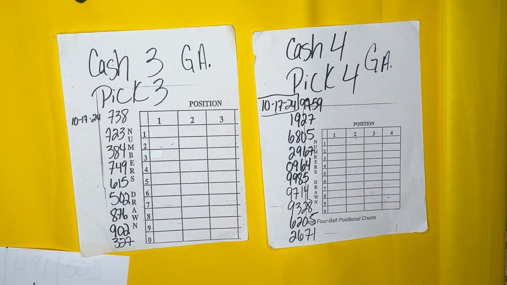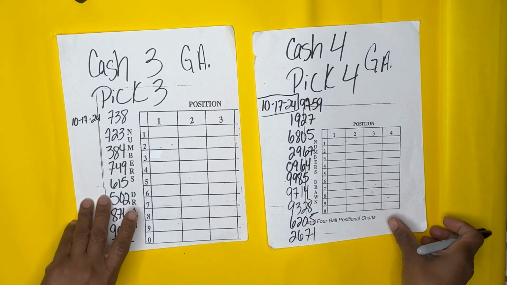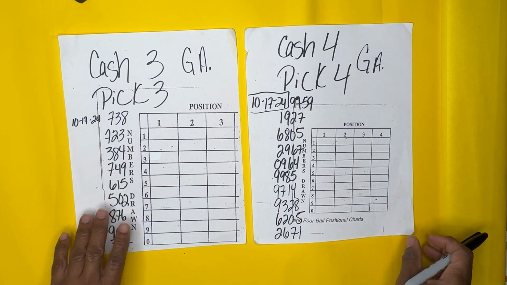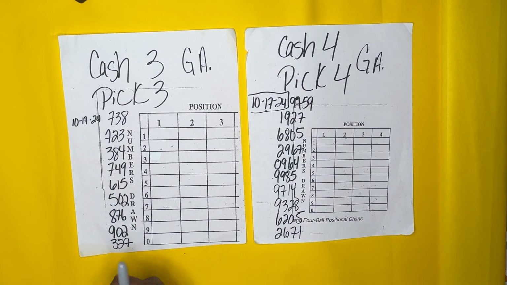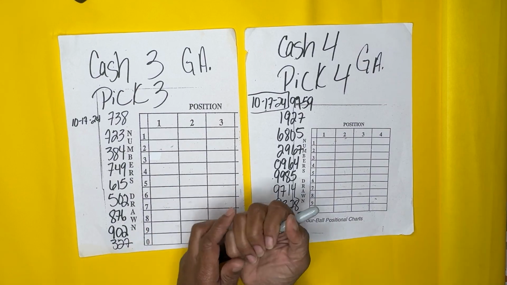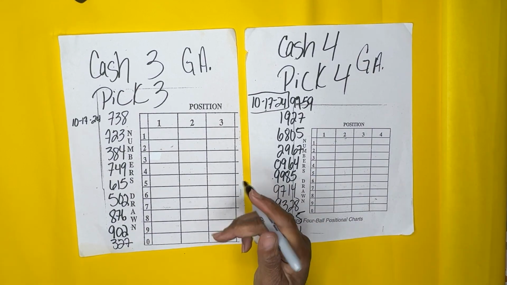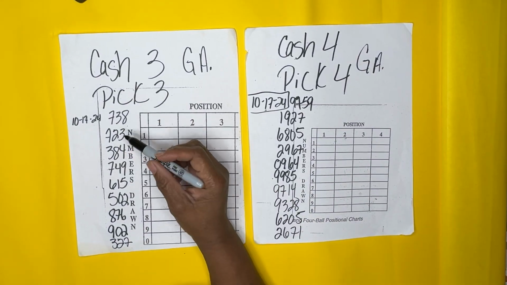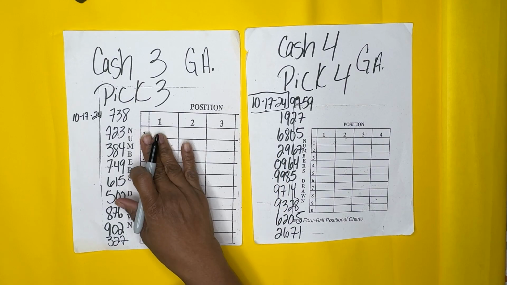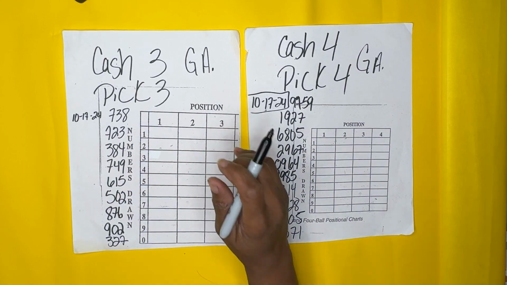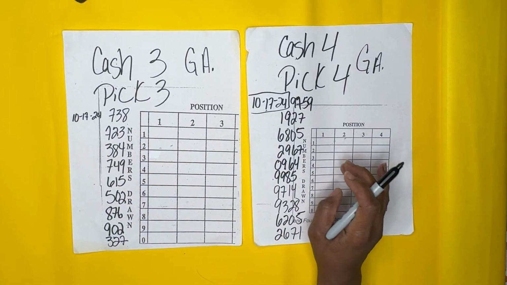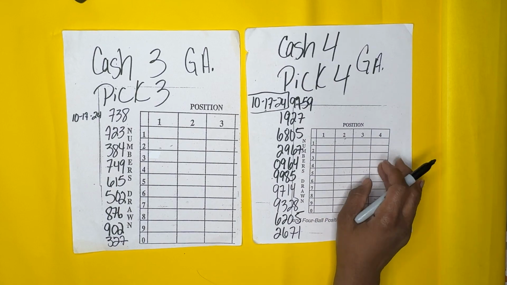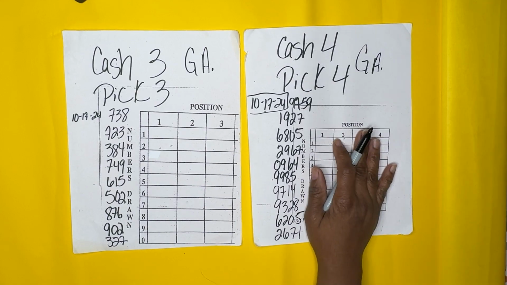Good day, guys. I'm coming to you all to show you a different way to do your Cash 3 or Pick 3, or your Cash 4 or Pick 4, depending on what state you're in. I'm doing Georgia, and I just wrote down some numbers so I can give you an example. So this is the first position, second position, third position. This is the first position, second position, third position, fourth position, because this is the Cash 4.